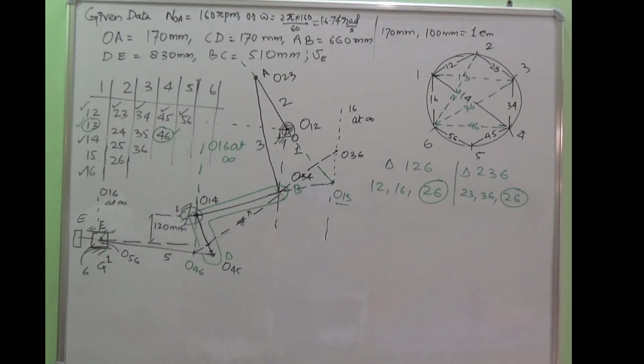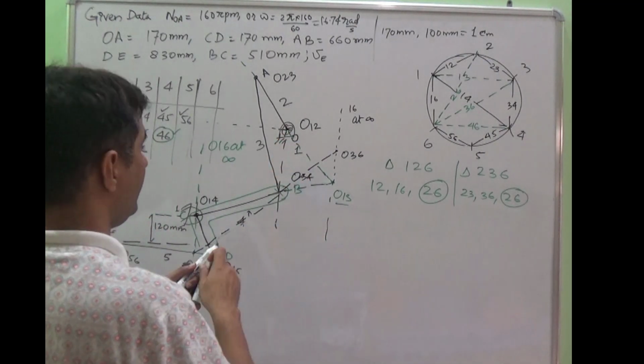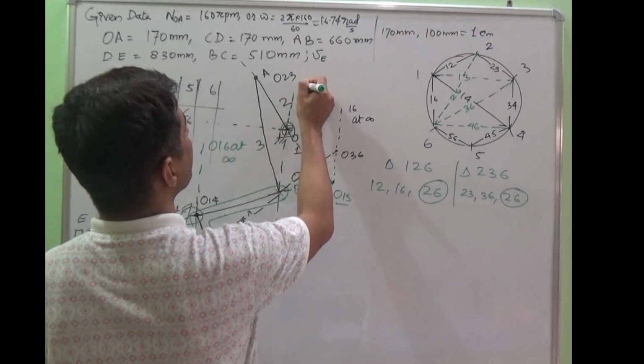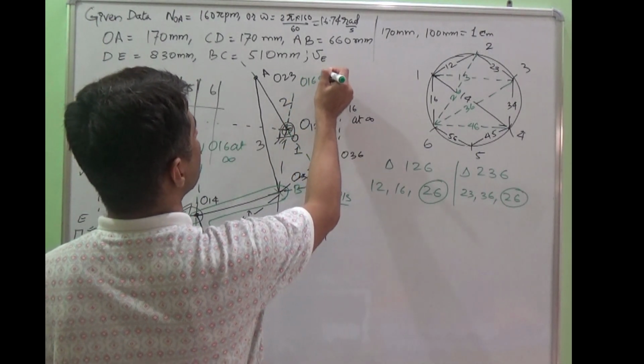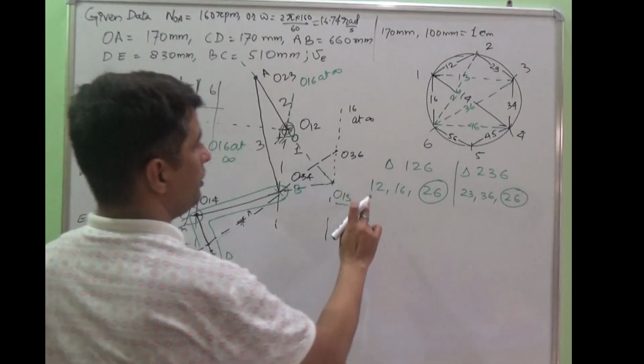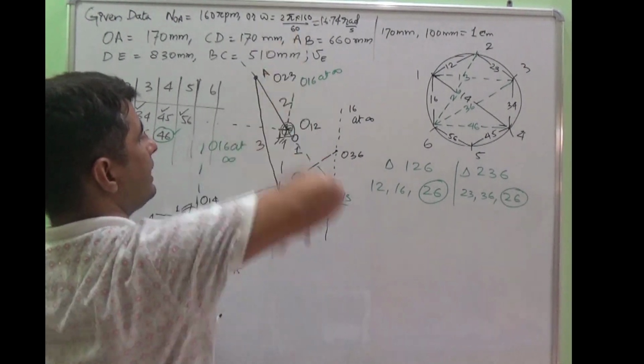Then 1, 2 and 1, 6. You have O12 here and O16 would lie at infinity. So I can trace the path for infinity. O16 is at infinity. So this is the path. So O12, O16, and O26 will lie on this straight line.